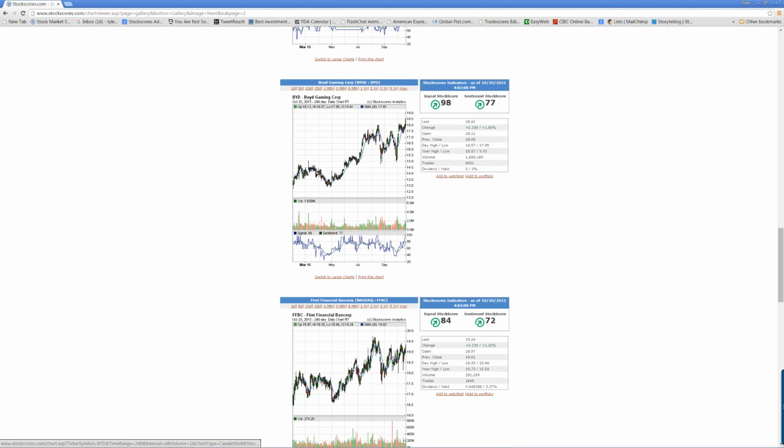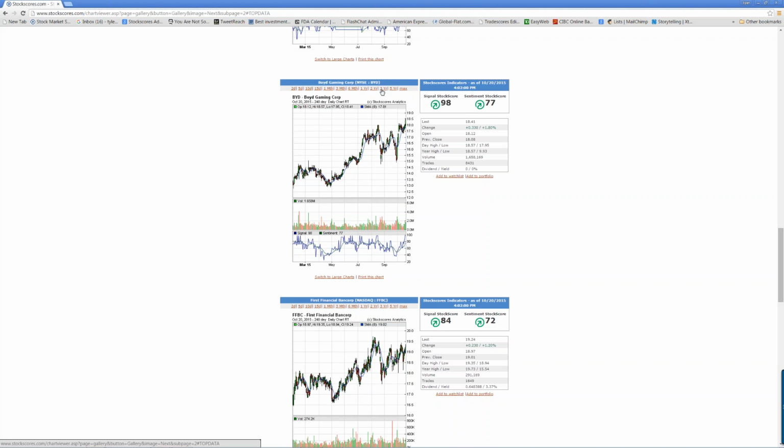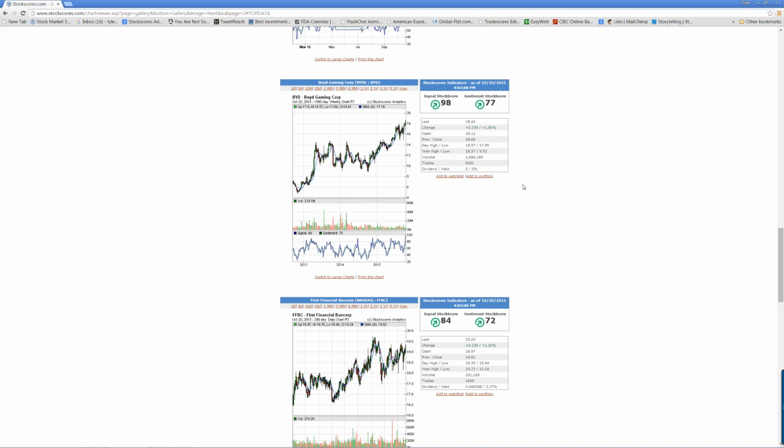Here's Boyd Gaming. I like that it has hit this resistance at 18 here, pulled back, hit it again, and today is breaking through. The lack of volume doesn't excite me, not real strong volume. 3-year weekly, good upward momentum. I think this is a strong stock that's going to continue higher.